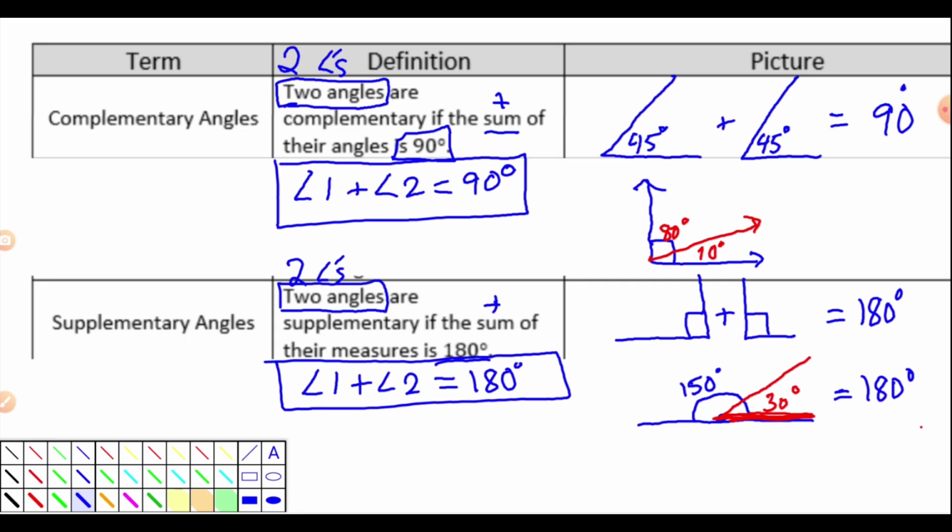And the second example is an example of adjacent angles, so angles that share a vertex and a side. All right, so we're going to use those two ideas, complementary angles and supplementary angles, for the rest of this lesson.